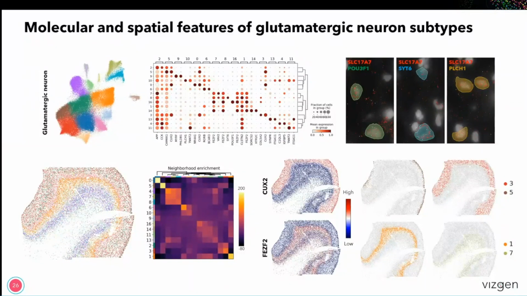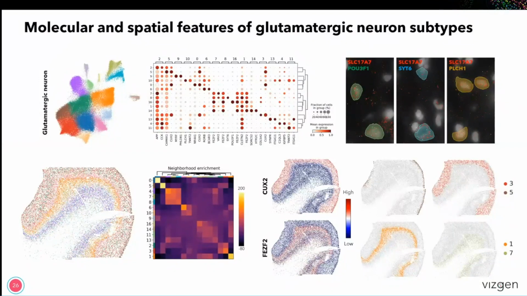As expected, different glutamatergic subclusters are organized into different cortical layers. Consistently, the neighborhood enrichment analysis showed that different subclusters are divided into different subgroups, with the cells in each subgroup located close to each other, but relatively far away from the cell types outside that group.